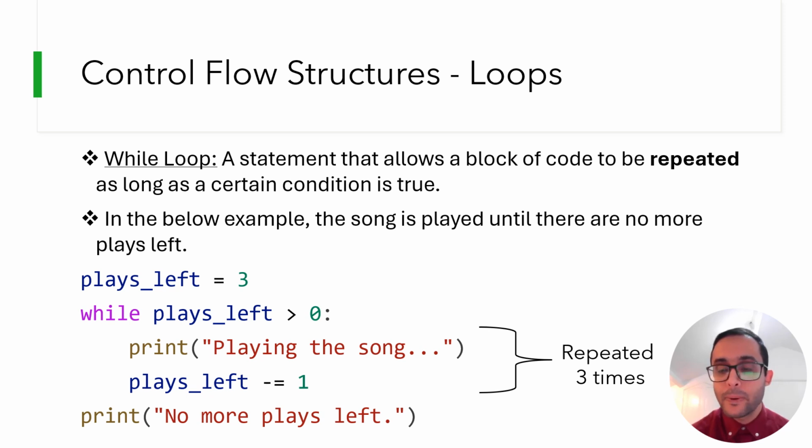The last line, print no more plays left. As you can observe, this statement is outside the loop since it's not preceded by any indentation. This last statement, no more plays left, will be executed when the program exits the loop.